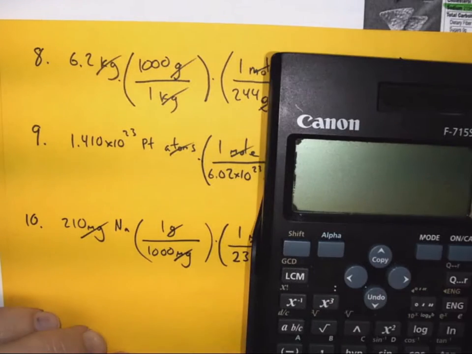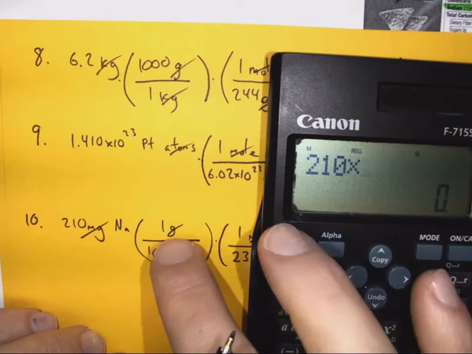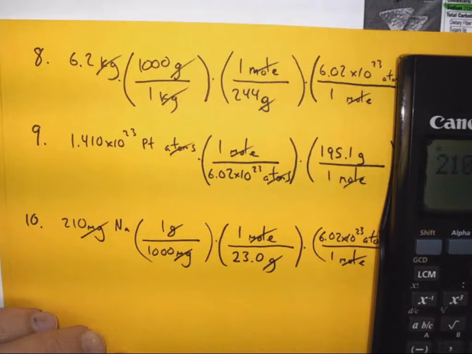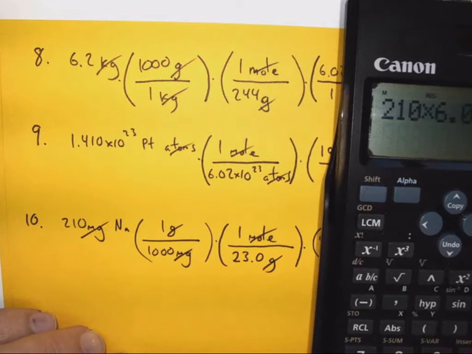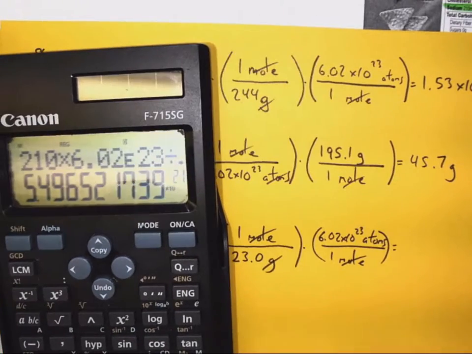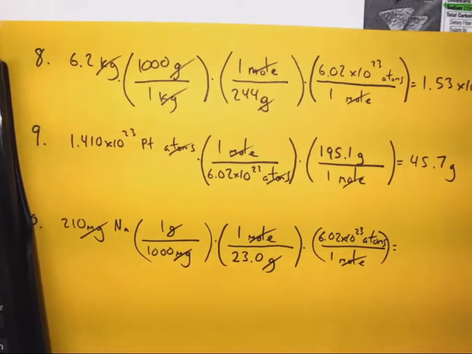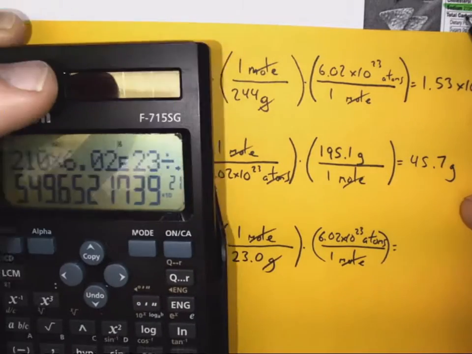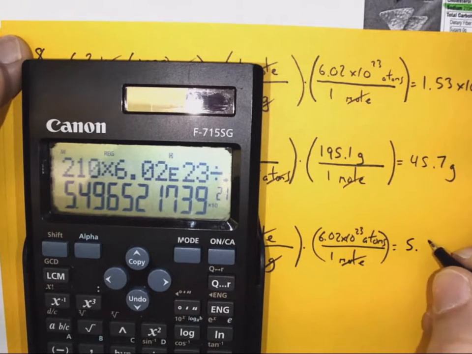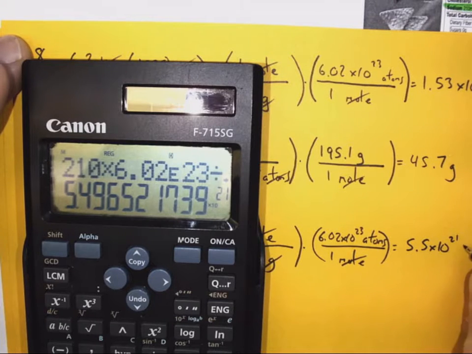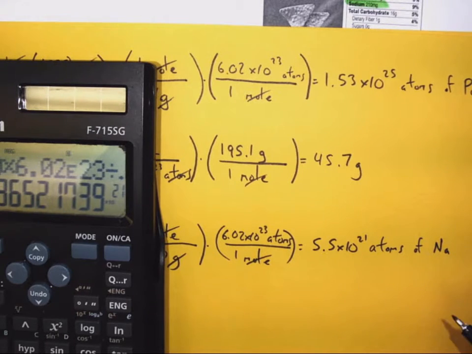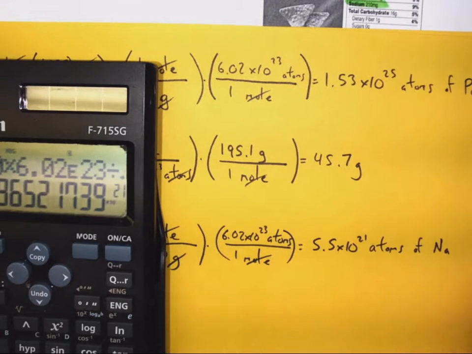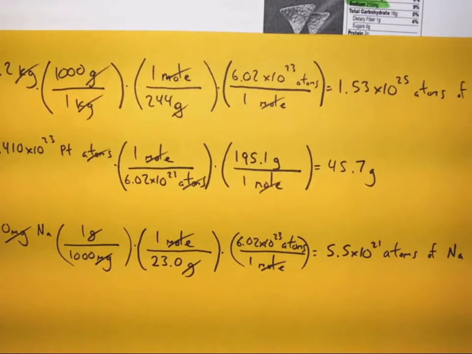And so then I can just say, okay, I've got 210 times 1 times 1, times 6.02 times 10 to the 23. And I'll divide that by 1,000. And I'll divide it by 23. And I get 5 point, how many sig figs? 210 is, I guess, 2 sig figs, so I should say it's 5.5 times 10 to the 21 atoms of sodium in a single serving of chips. All right.